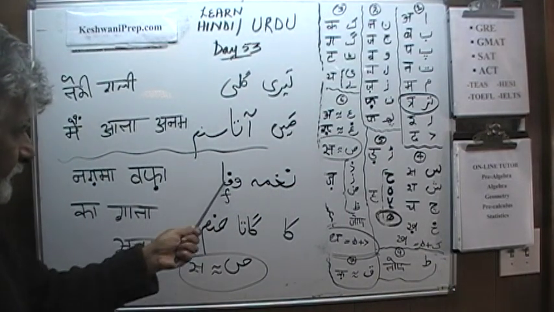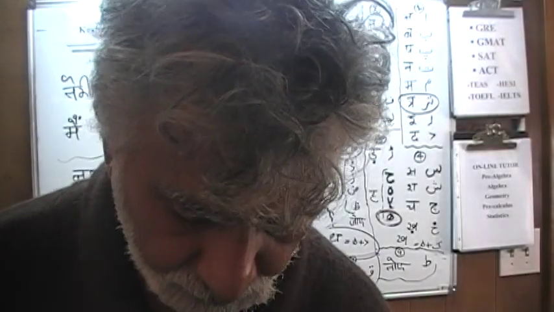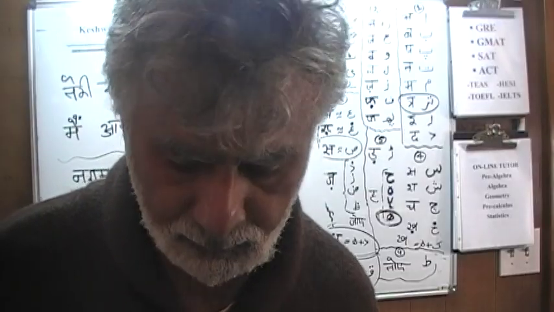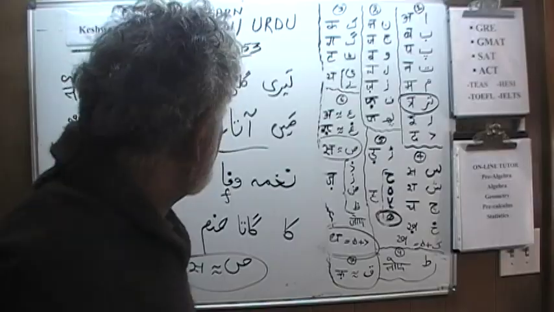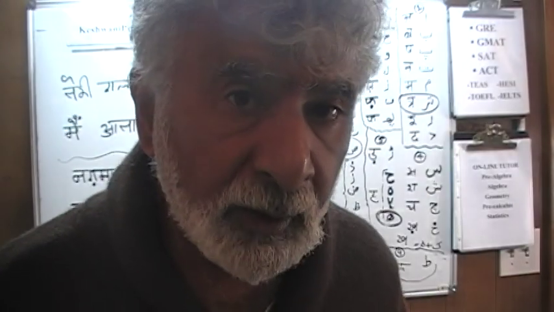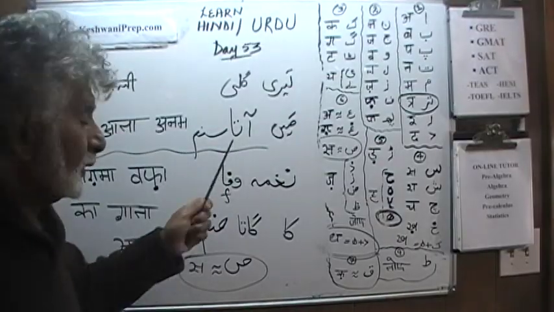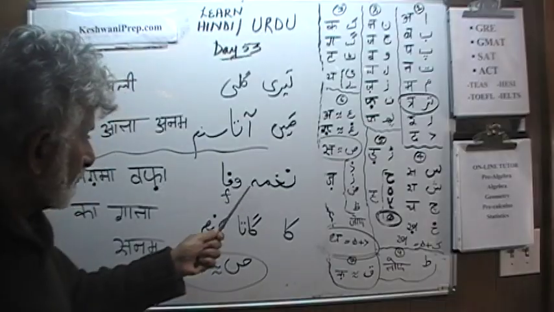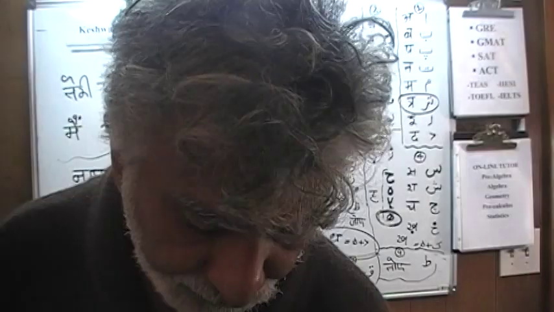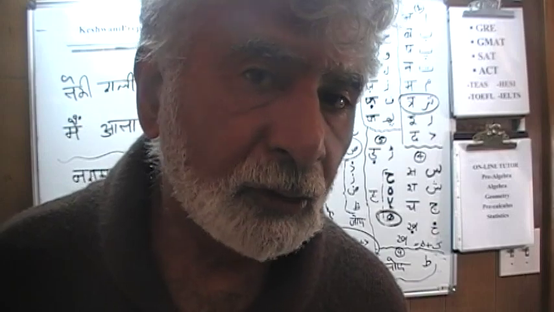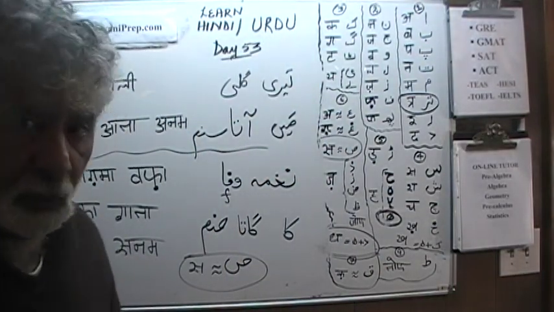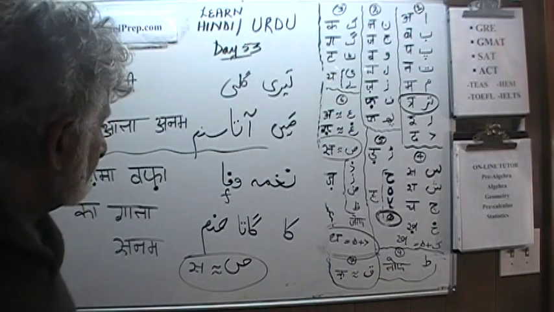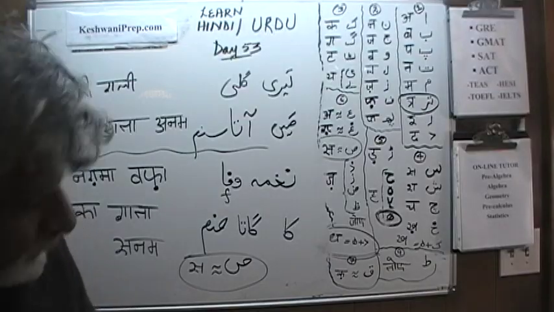Nagma, wafaka, gata, sanam. Wafa means fidelity. If lovers are faithful to each other, that's called wafadari, fidelity. So he says, this is how I hope the thing would have turned out between you and I, that I would have come to your neighborhood. Teri gali mein aata sanam, nagma wafaka gata sanam. I would have come to your neighborhood, and I would have sung a song for you. Nagma, not just song, but song of fidelity. I would have sung a song of fidelity to you. Nagma wafaka gata sanam. Let's do the next line.